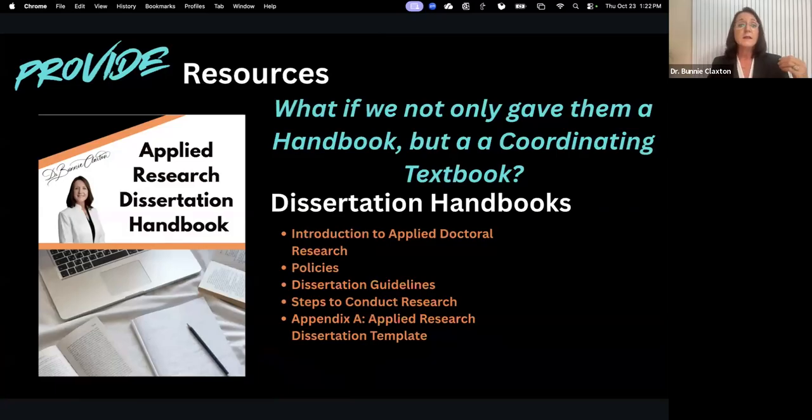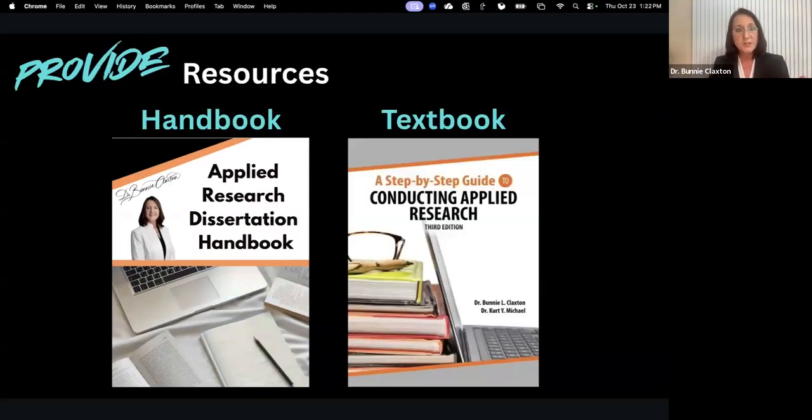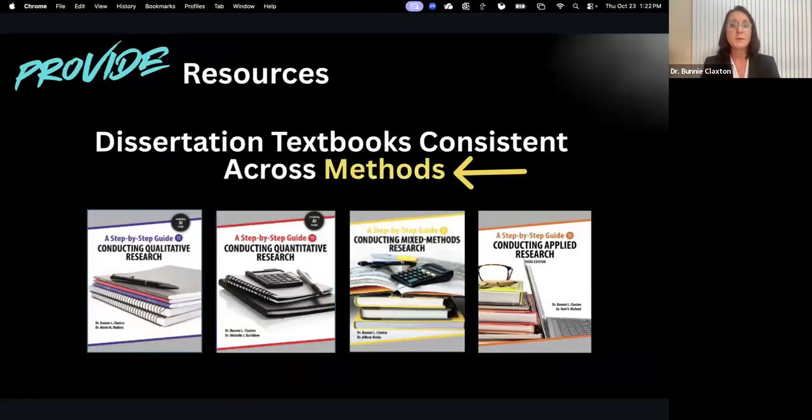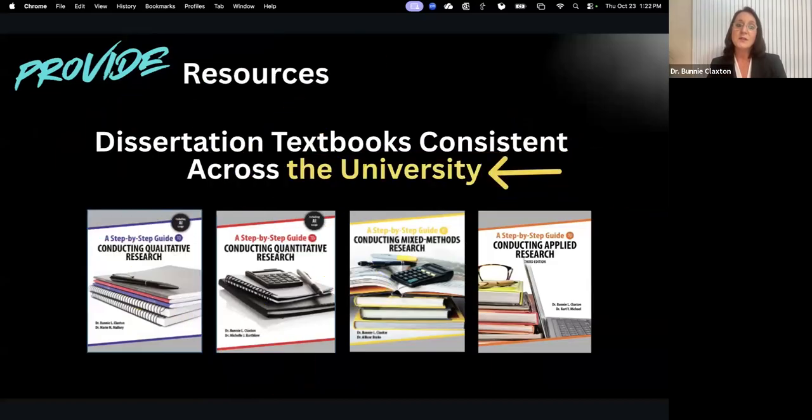Now, what if we also gave them not the handbook only, but a coordinating textbook that told them how to fill out that dissertation template? So we give them the dissertation handbook that gives them the guidelines they need as far as the data collection and analysis and the steps. And we give them the textbook that says, this is how you're going to fill out your dissertation template. We do this across methods, and we do this across the university. You can see the system here.